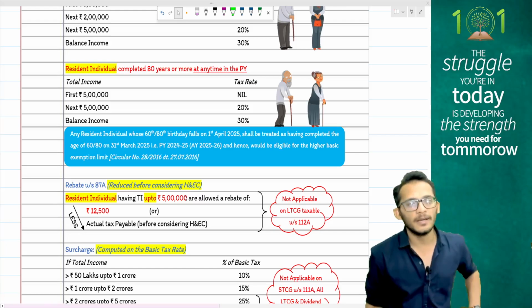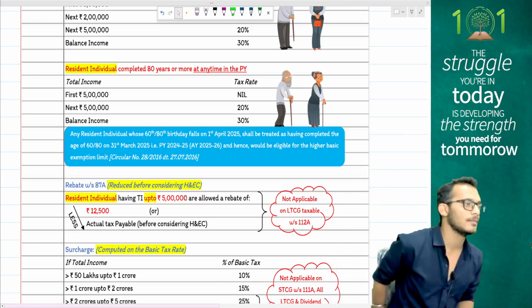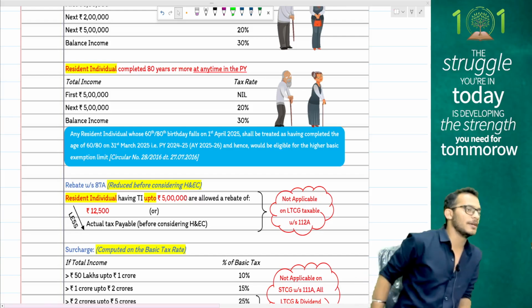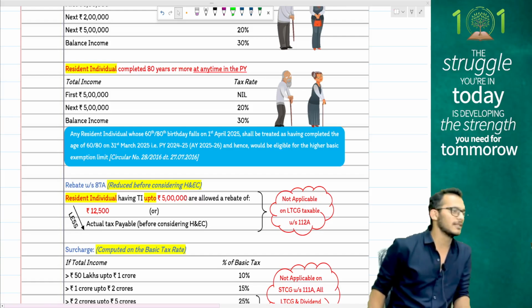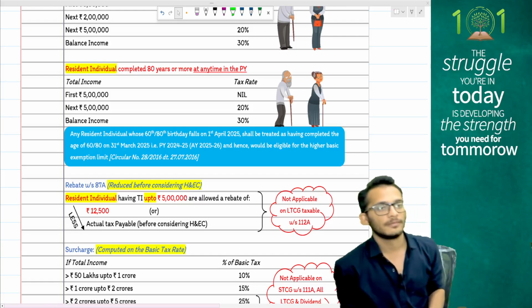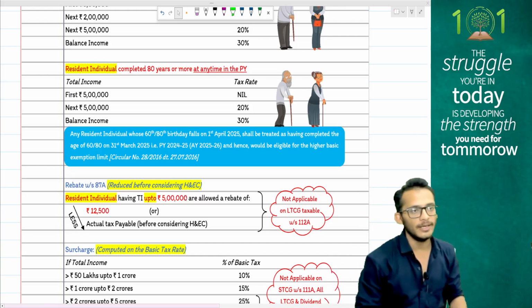If you are ending up being a poor, income tax says you are a poor if your total income is less than 5 lakhs, in which case you get a rebate of 12,500, or actual tax payable, whichever is less. This is not eligible for 112A long-term capital gains.